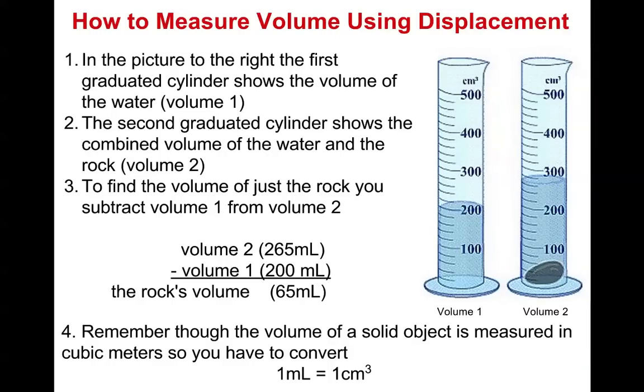Now, if you have a smaller object that can fit into a graduated cylinder, you don't need any fancy container. You just use the graduated cylinder. In this case, you have a rock, and you start off with a known volume. That looks like it's about 200 milliliters of water. You put a rock in, and whatever the level of the water is when you put the rock in, that's the ending volume. You can just simply subtract the two of these: 265 milliliters, subtract the original 200 milliliters, then 65 milliliters is the volume of that rock.